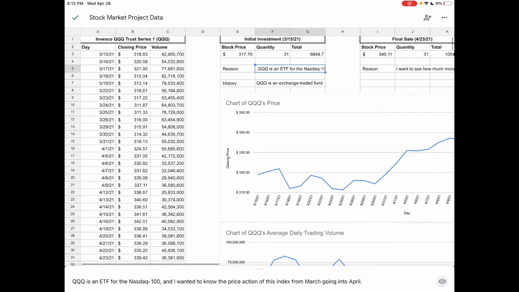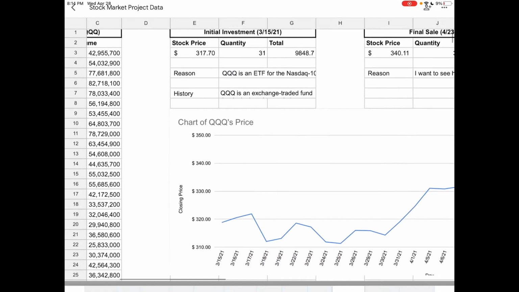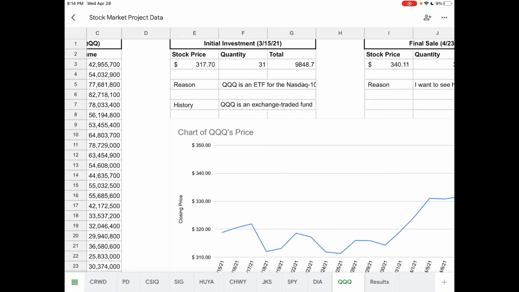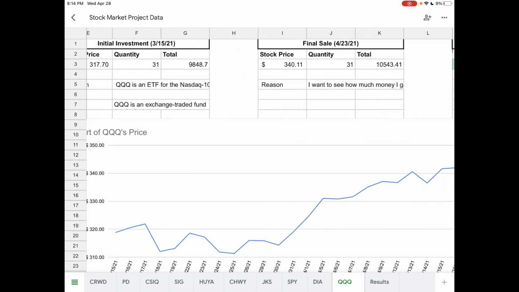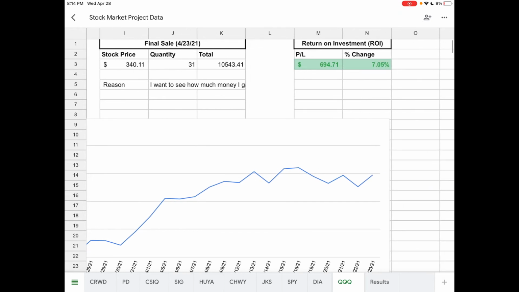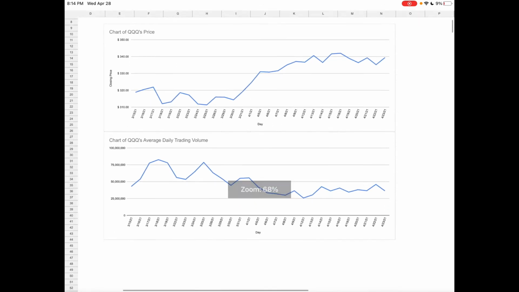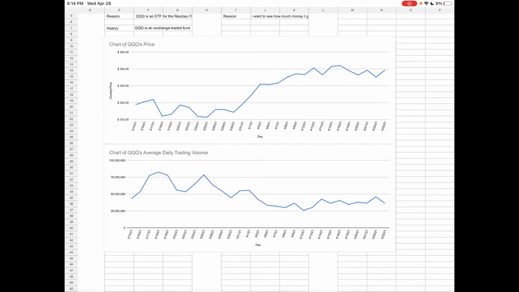Alright, so here's the data that I collected on the left. I did a market order to buy, and I got in at $317.70. And I did a market order to sell, and I got out at $340.11. This resulted in a nice profit of $694.71 with a percent gain of 7.05%. So here are the charts of the Q's price, closing price, and their average daily trading volumes.